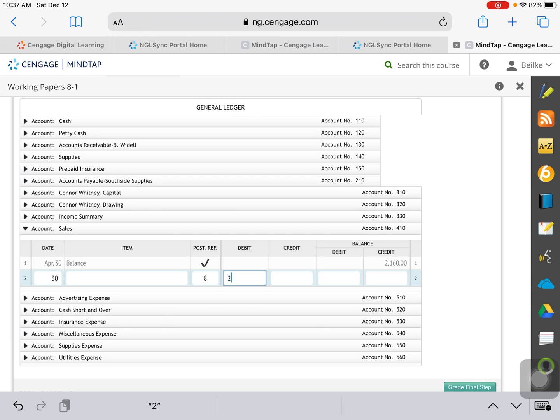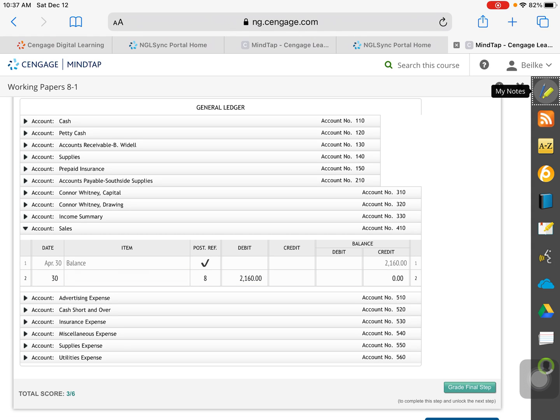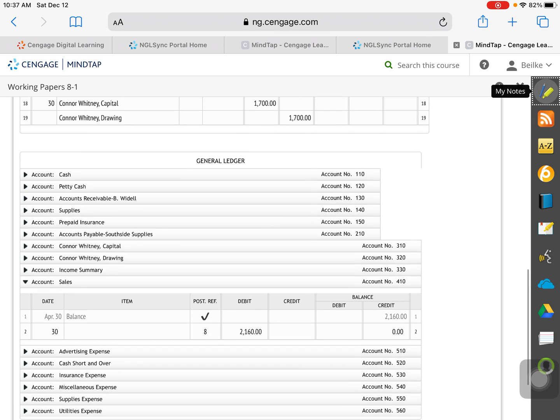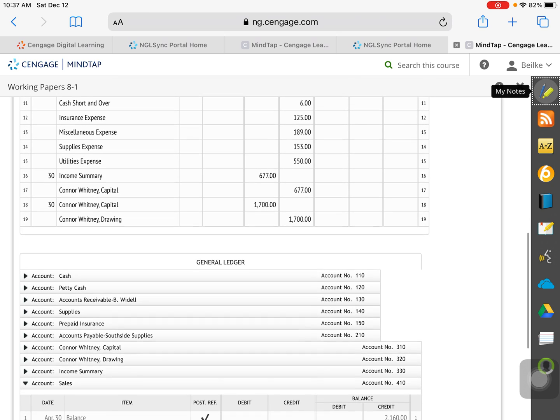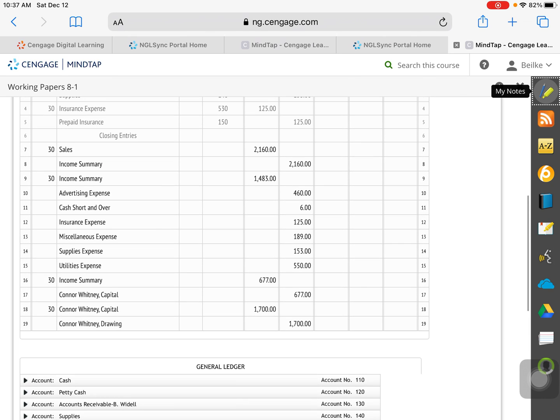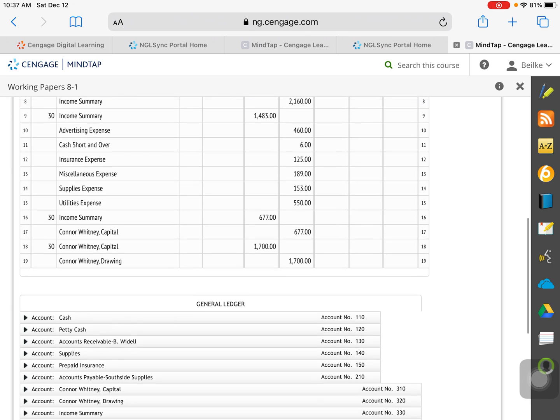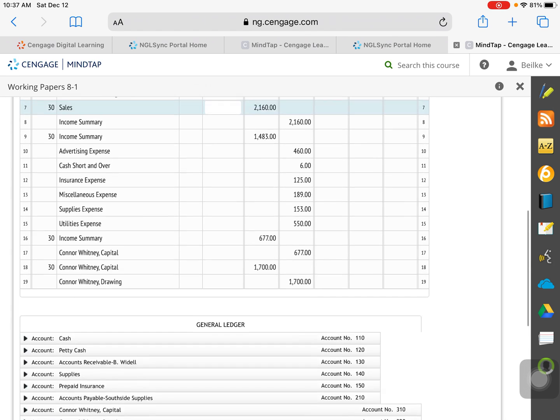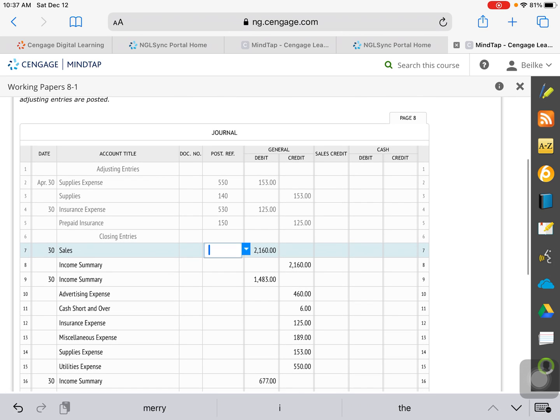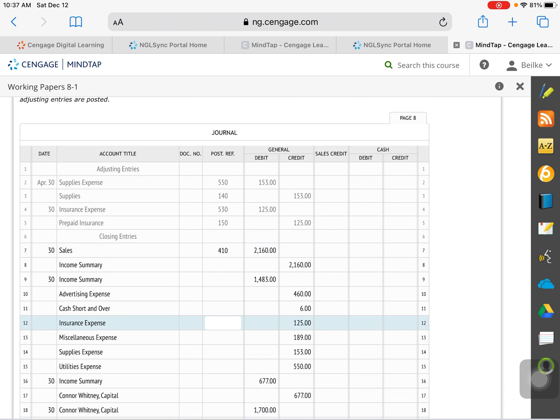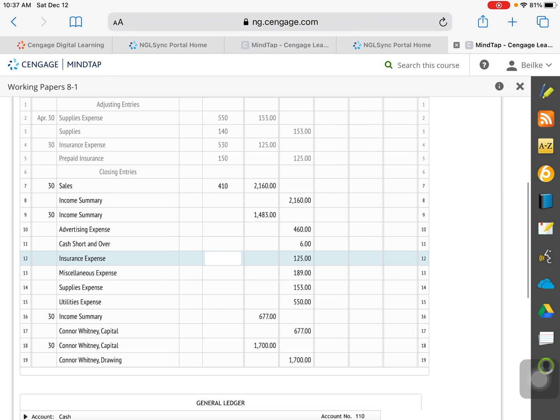Sales, you are debiting for $2,160. And your balance is 0. You go back and you place the account number in your post reference, and it is account number 410. And I believe you know how to do the rest of the posting, so you can go through and finish posting all of those.